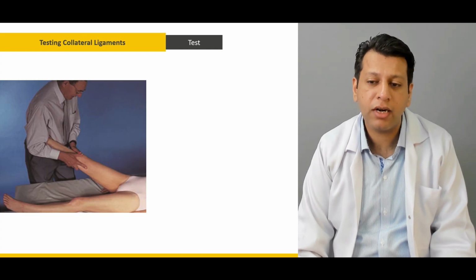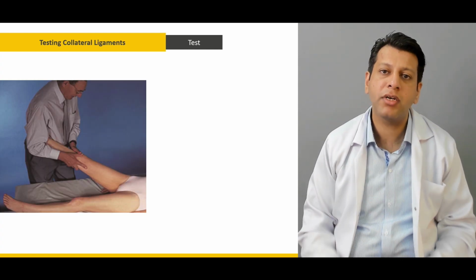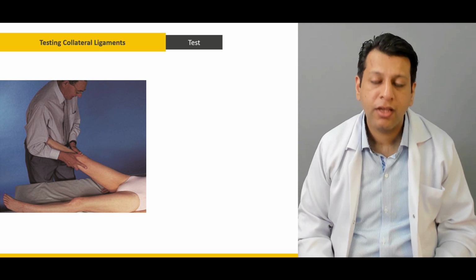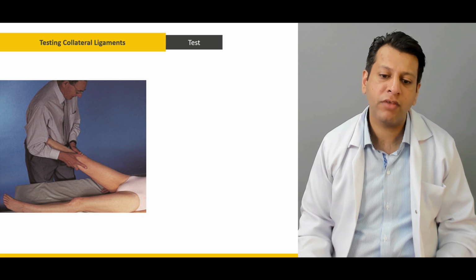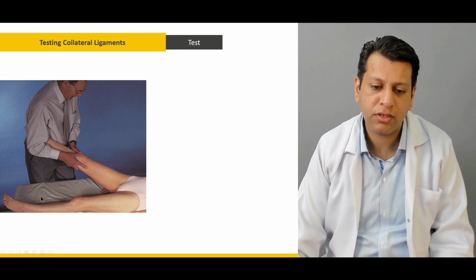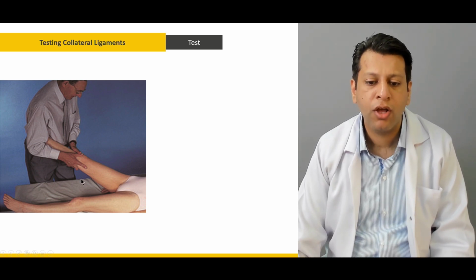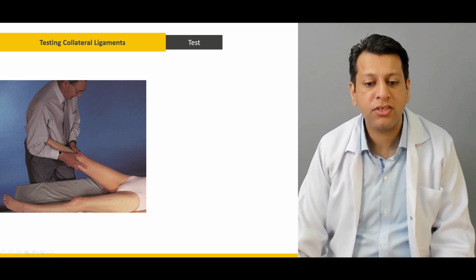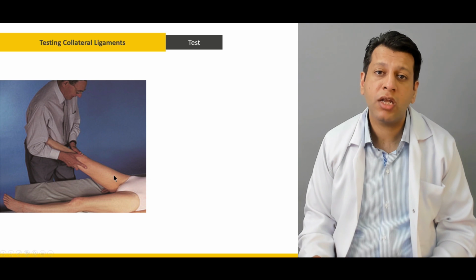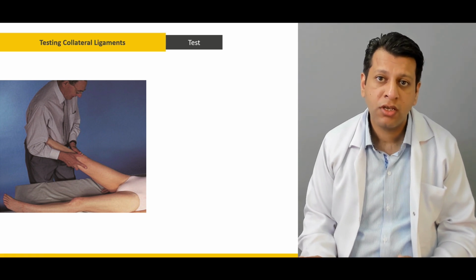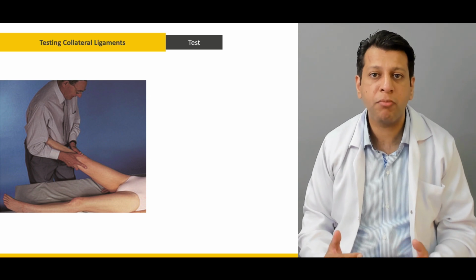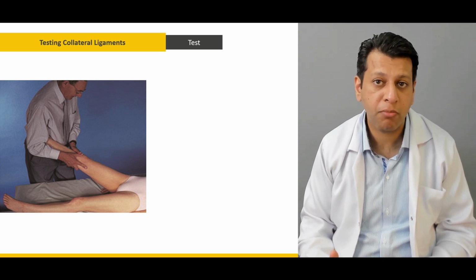Now, testing the collateral ligaments. Collateral ligaments can be tested by applying the varus and valgus stress test. Now, there are two ways of applying that test. If you see this, in this the patient is lying supine on the couch with the hip in 20 to 30 degrees of flexion with the knee in extension. One way is you can apply it in extension and look for how much varus and valgus opening, medial or lateral joint opening, has taken place.